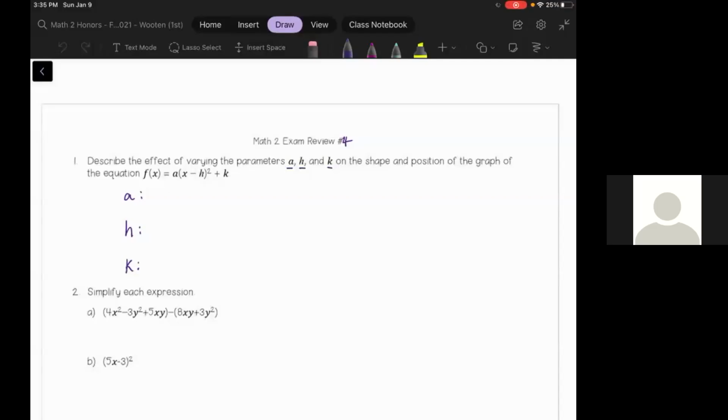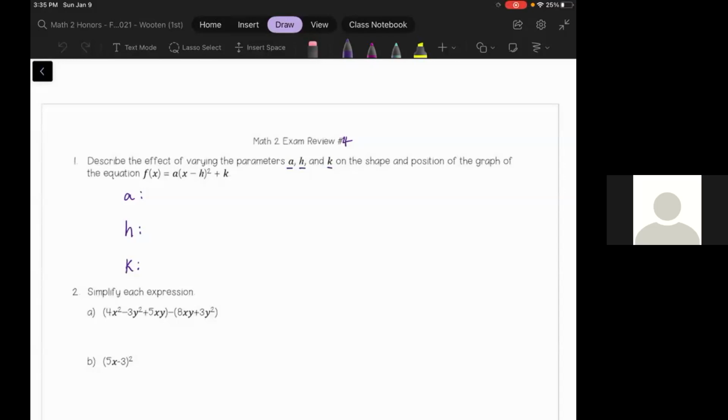Okay, for number one, we're just describing the effect of varying the parameters. Basically, that just means changing the numbers for A, H, and K, and telling what that does to the shape and position of the graph for this equation. This is a quadratic equation. This is in vertex form, right?